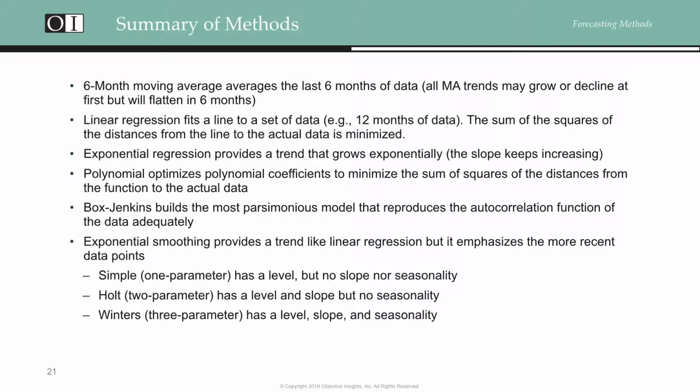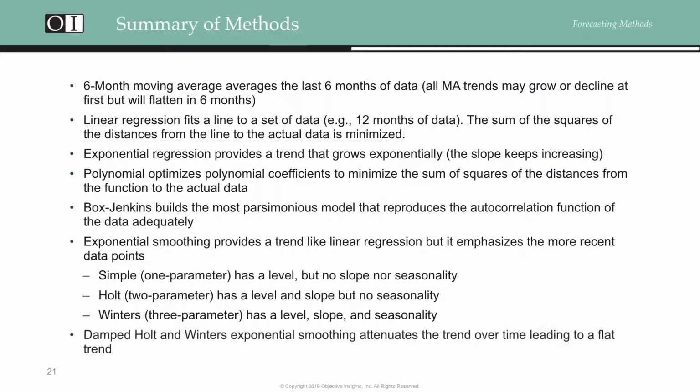and we don't have to worry about which historical period to use. And then finally, something we didn't talk about is with exponential smoothing, for Holt and Winters, we can actually dampen the trend. What it does is it attenuates the slope over time, leading to a flattening trend. So if the product is growing, that growth will gradually flatten. And if the product is declining, that decline will gradually flatten.